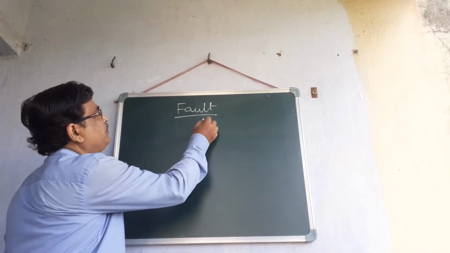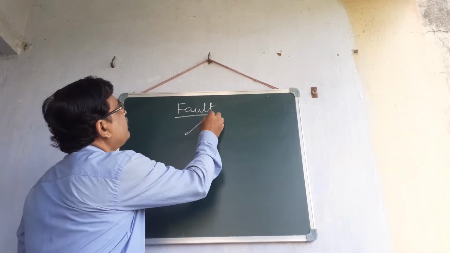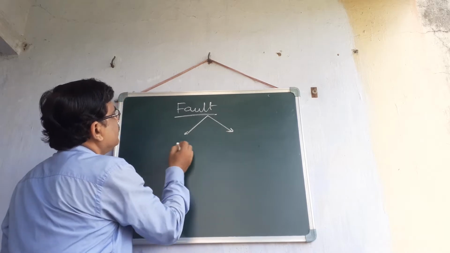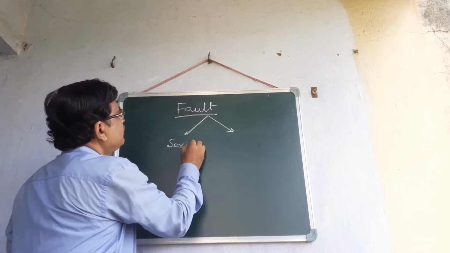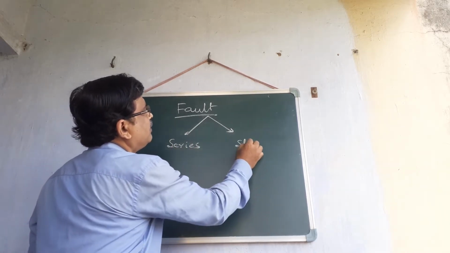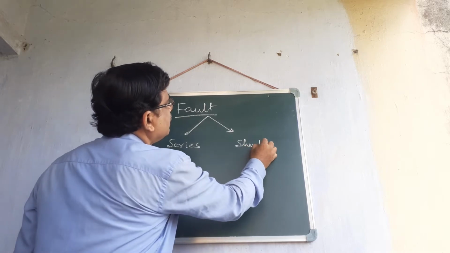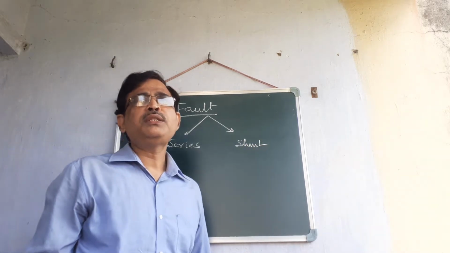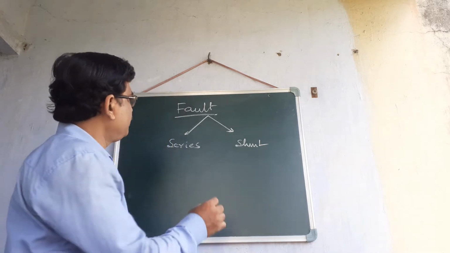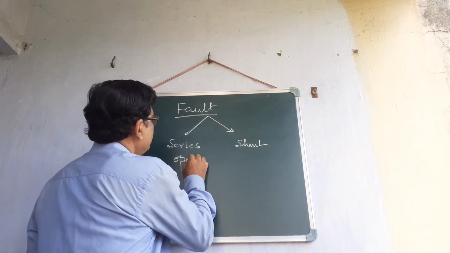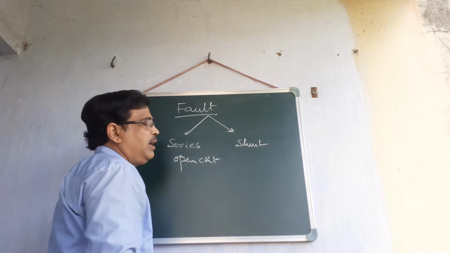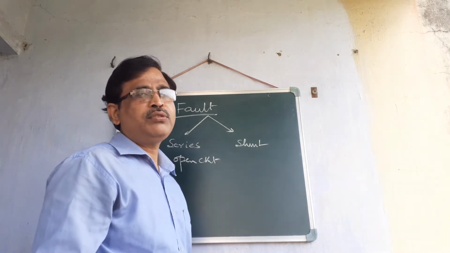And fault can be classified in two parts. One is series fault, another is shunt fault. Series fault means open circuit and shunt fault, basically, is short circuit.